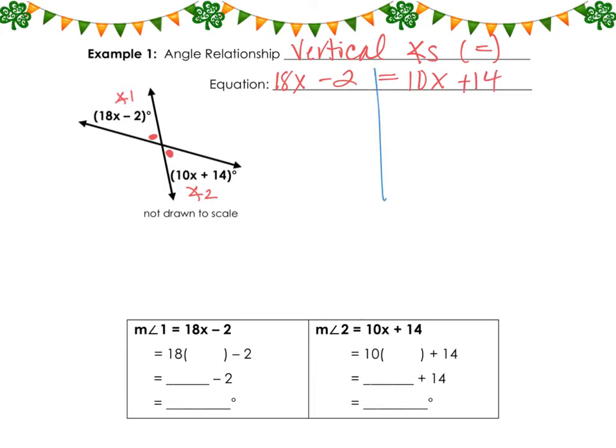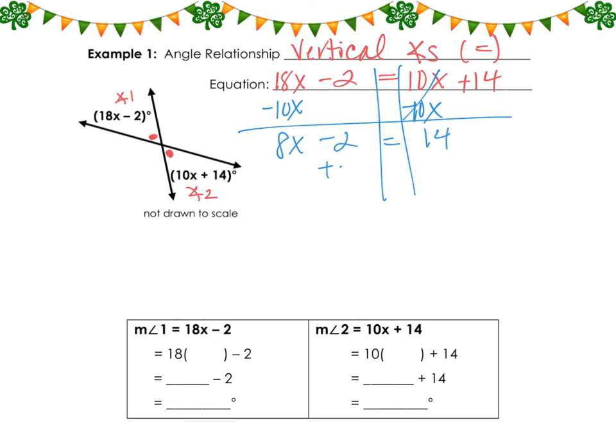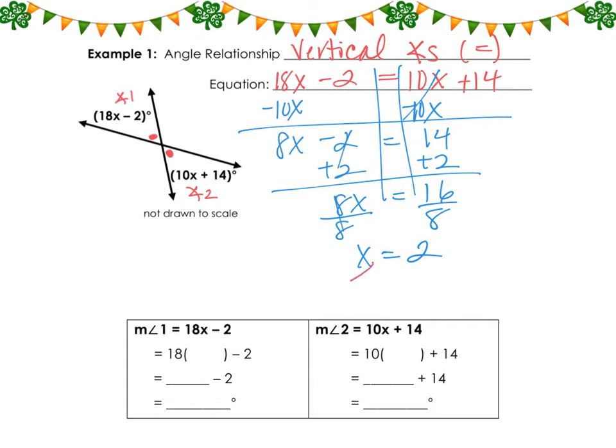We're going to use our rules for solving an equation. So here we are going to subtract 10x from both sides, and I get 8x minus 2 is equal to 14. Add 2 to both sides. I get 8x is equal to 16. Divide by 8 to get x by itself. So x is 2.